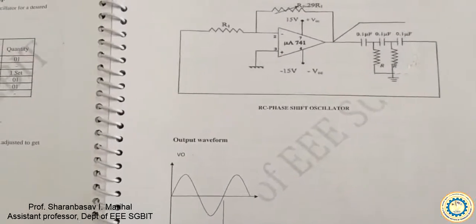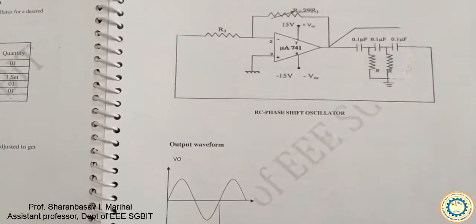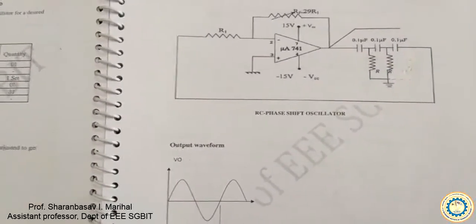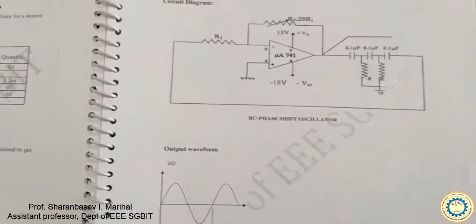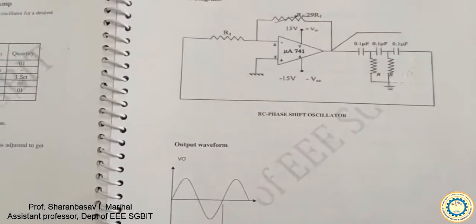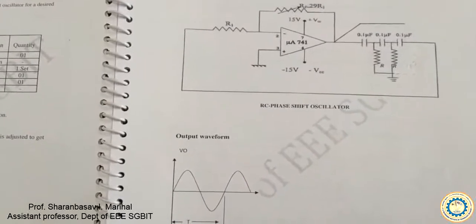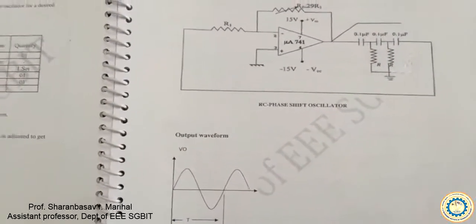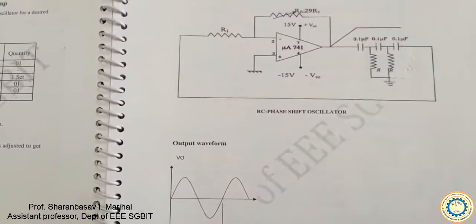So total phase shift we will get is 180 degrees from the output of op-amp to the output of the feedback network. So from the input of op-amp, that is pin number 2, to the output, that is pin number 6, and back to the input pin number 2 by the feedback network, we'll get the total phase shift of 360 degrees.